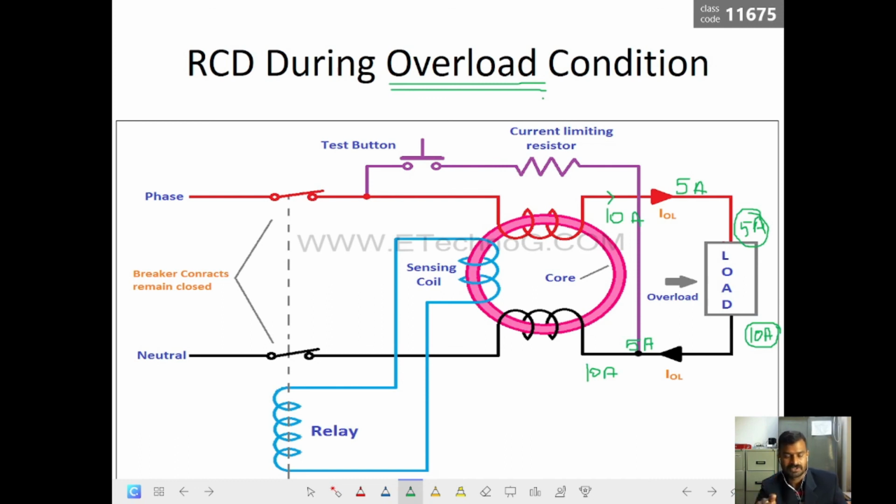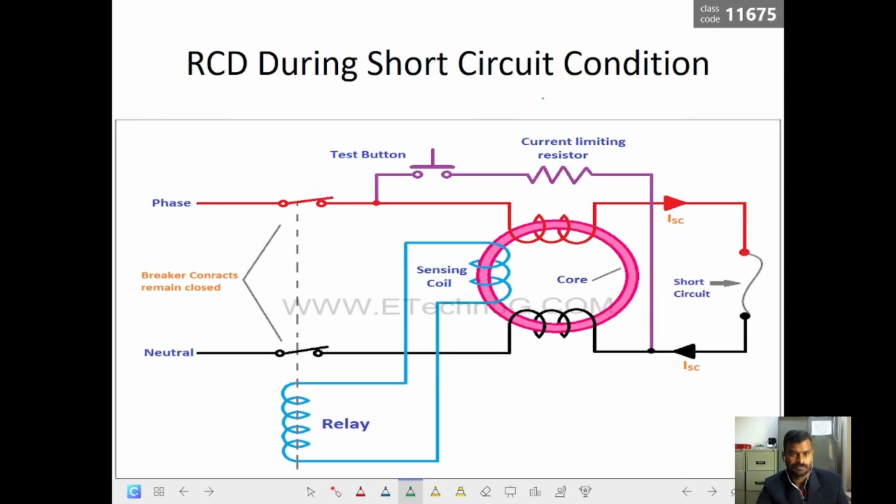If the overload happens because there is a leakage outside the body, so the line current and the neutral current difference is created, then it will open the circuit, otherwise no. And similarly during short circuit also, if there is a short circuit here, again you see the short circuit current, whatever the incoming current in the coil, the same amount of short circuit current is flowing in the return coil as well. So that means we have the same line current and neutral current, equal in opposite direction.